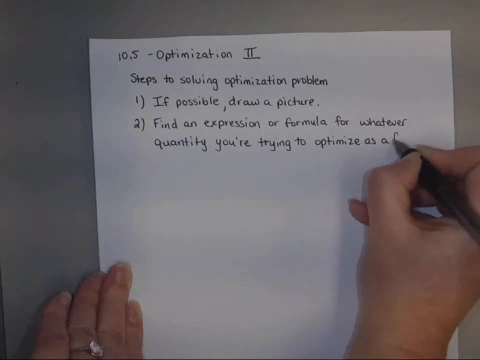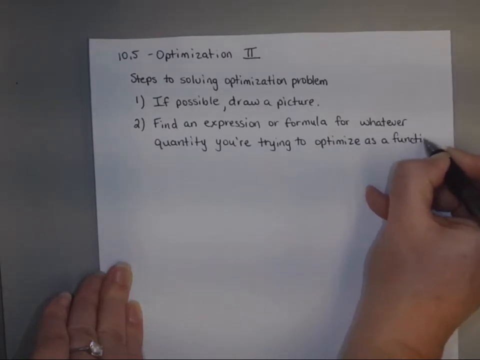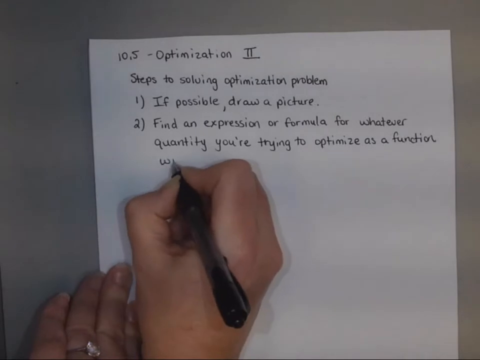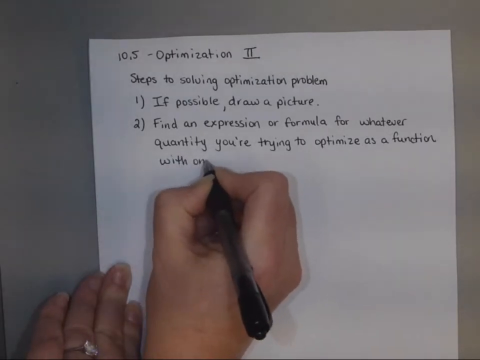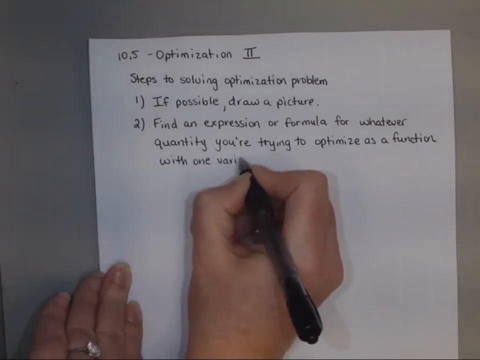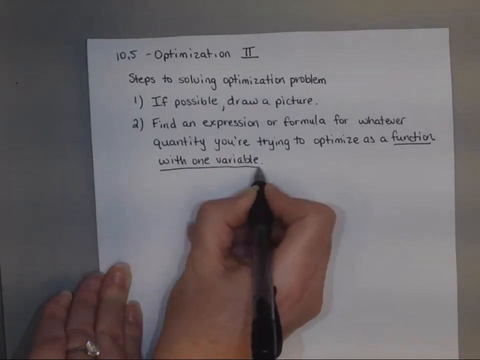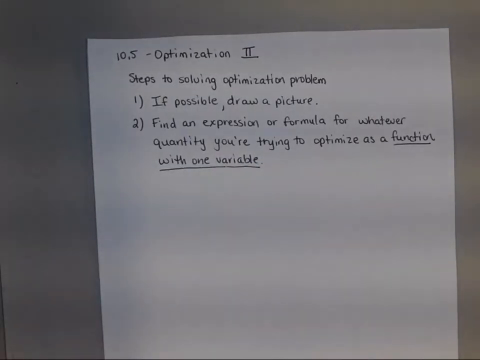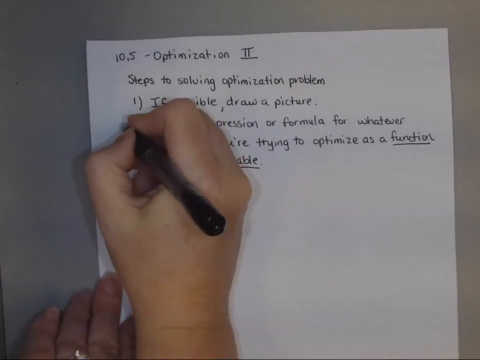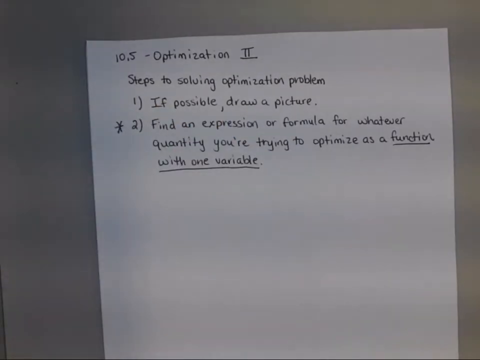But you want to find that as a function with one variable, and often that's going to be the challenge of these problems. So we don't know how to find derivatives of things with more than one variable yet, at least. Okay, so I'm going to put a star by this. This is the most important step. It's often the most challenging, but it's really the gist of the whole thing.